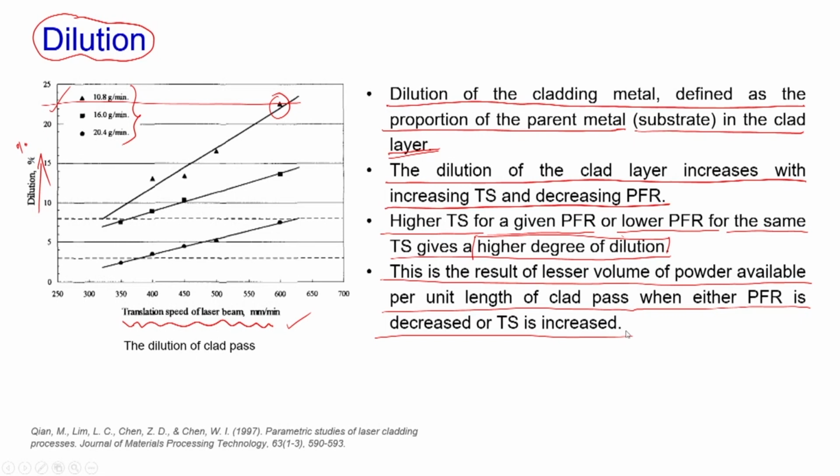This higher degree of dilution is again related to the volume of cladding material that you are applying. When a lower amount is applied for the deposition, more dilution occurs during the deposition. So, that is the conclusion of this particular graph.